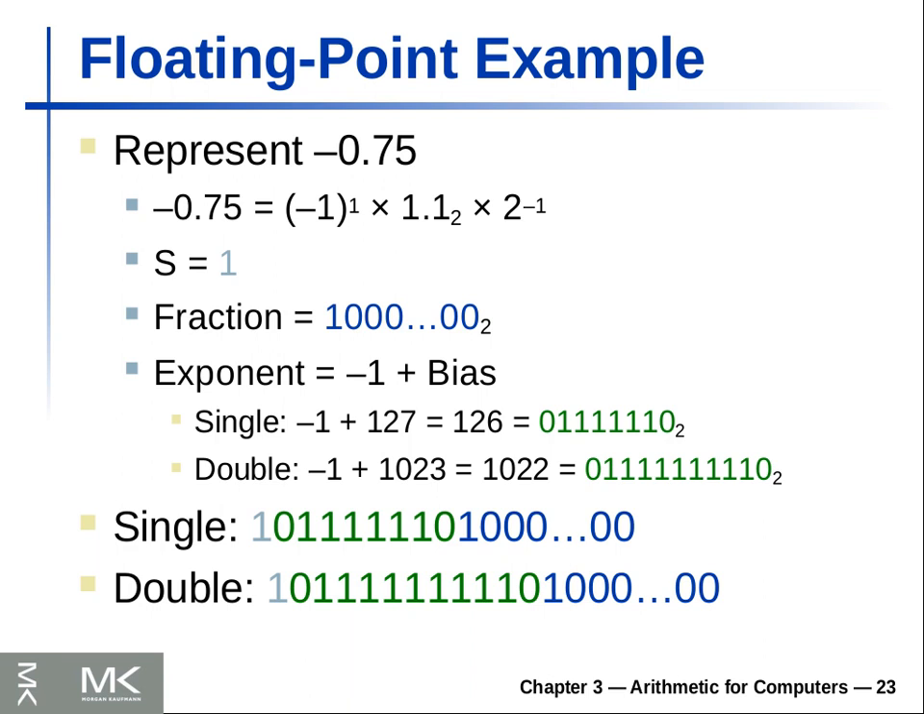Sure? Confusing? Okay. So we have negative 0.75. Obviously it's negative, so we're just going to have negative 1 times, and then 1.1 times 2 to the negative 1. Remember, 1.1 is base 2. So it's 1 plus 1/2 times 2 to the negative 1. So it's, what, 1.5 times 2 to the negative 1 means you're dividing by 2, which is what? 0.75, which is what you're trying to get, right?